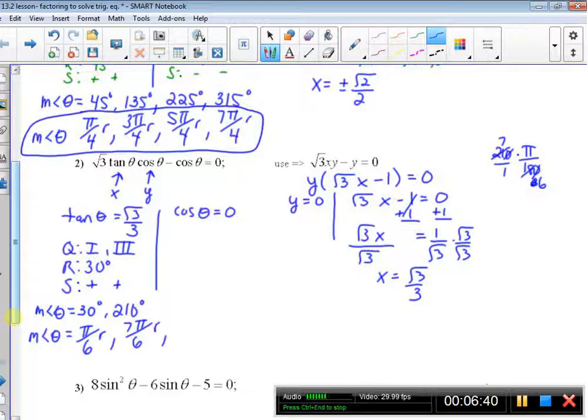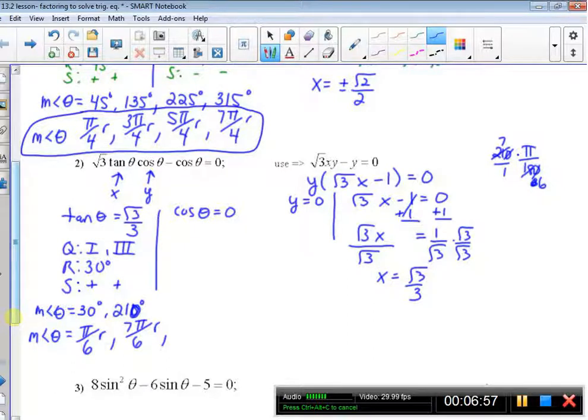Another way to look at it is to say 30 times 7 is equal to 210, so I would take 7 of the pi over 6's, so 7 pi over 6. All right, cosine theta equals 0.